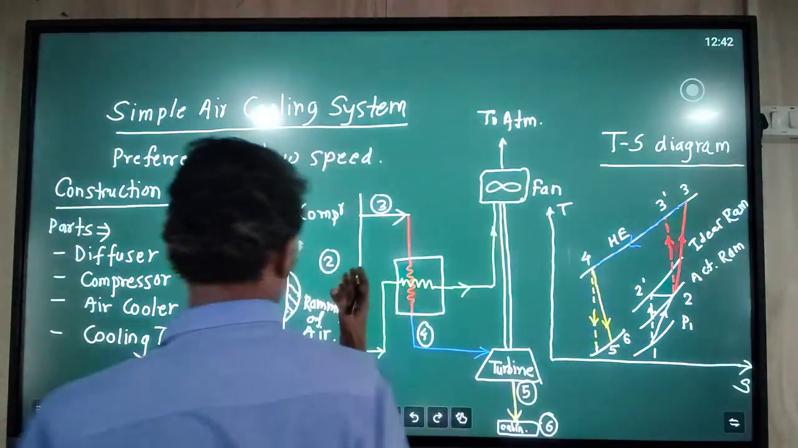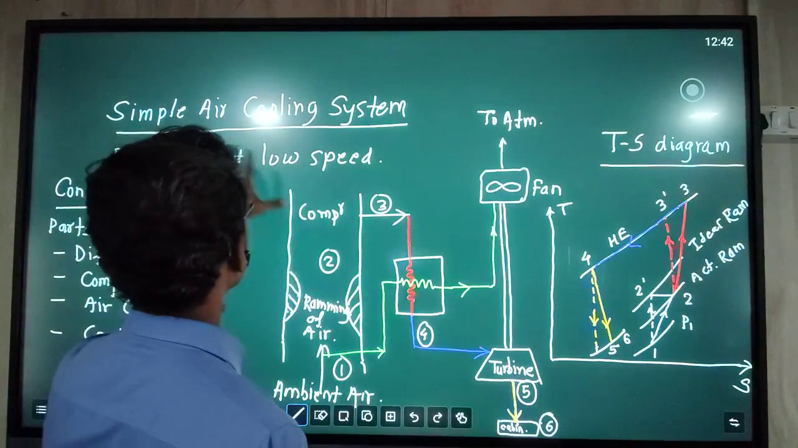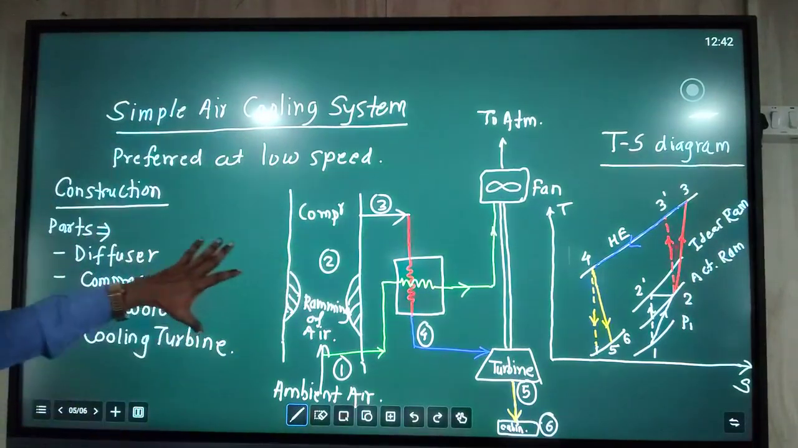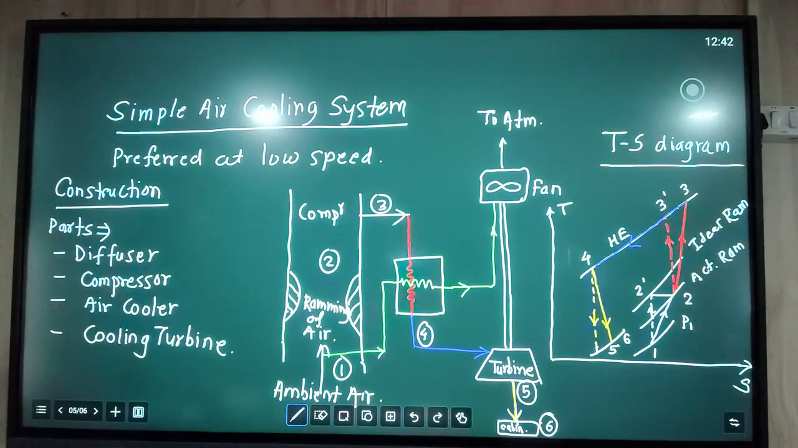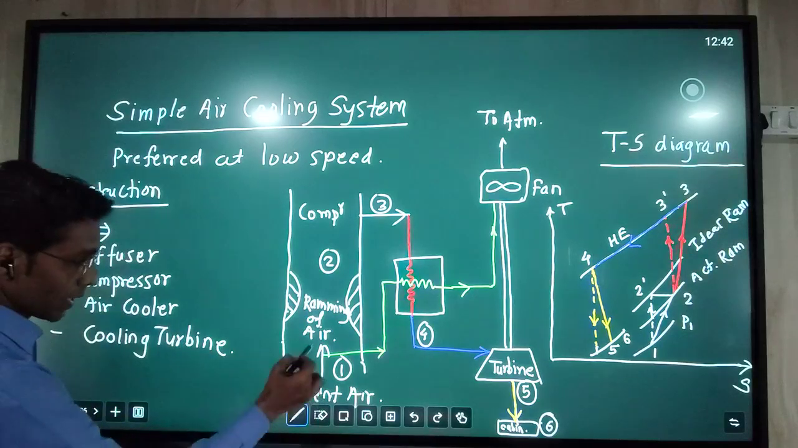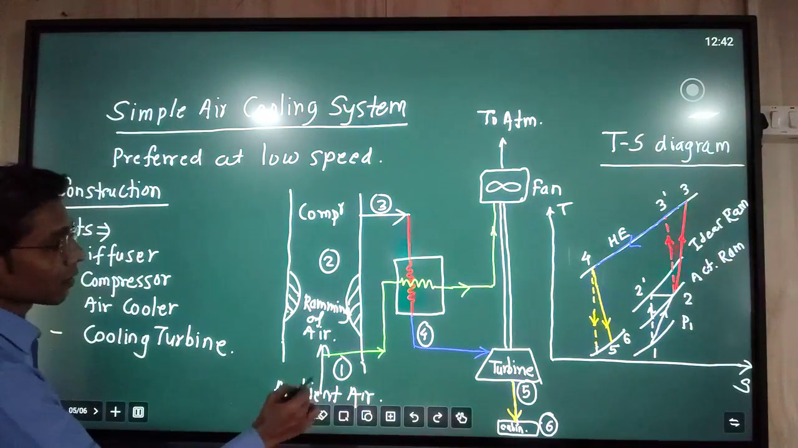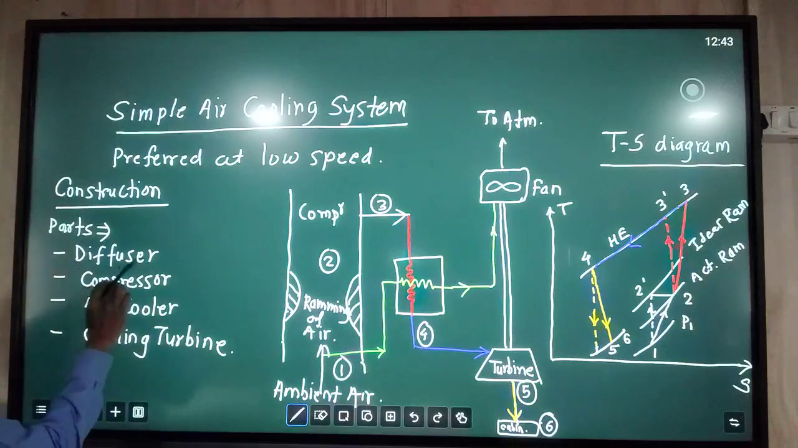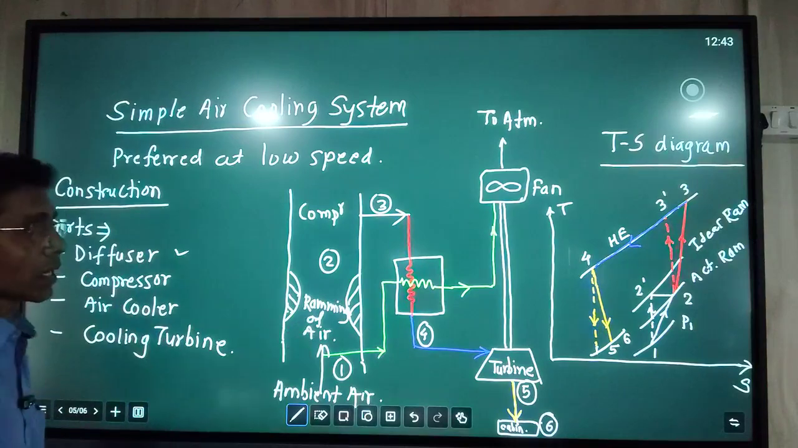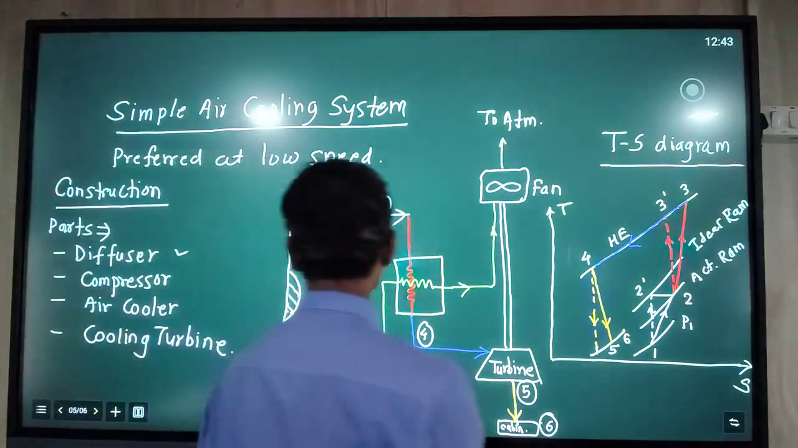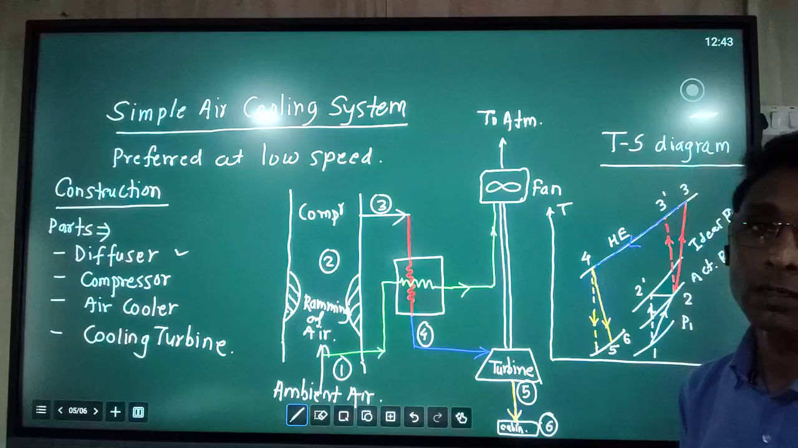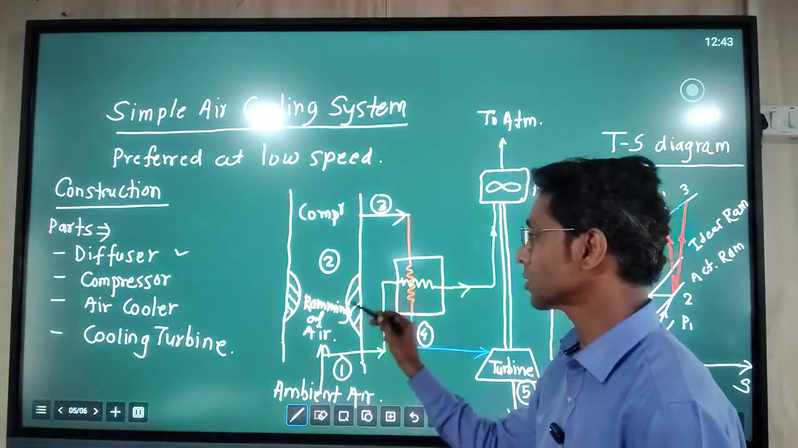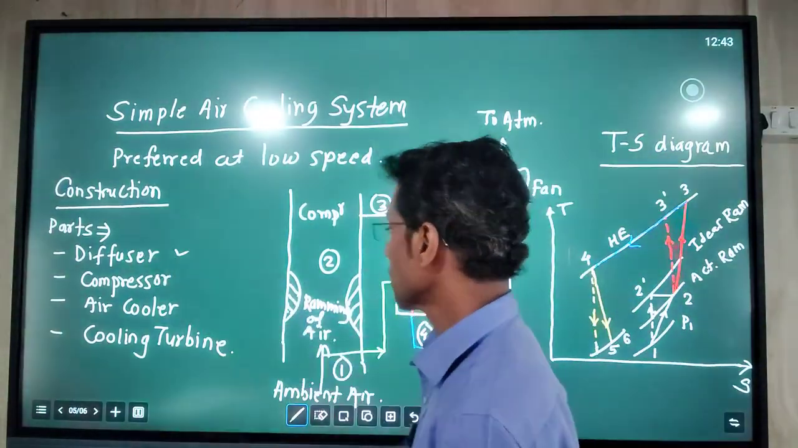So let us see, this is the construction diagram of the simple air cooling system. Mainly it consists of different parts which are mentioned over here. Here we can see the entry of ambient air to the aeroplane. When it is entering, it comes across the diffuser. In the diffuser, the pressure of the air is slightly increased. That is why it is called ramming of the air. This ramming action takes place in the diffuser section.